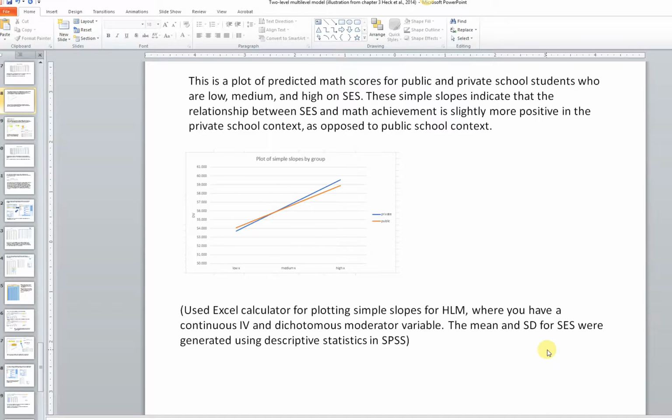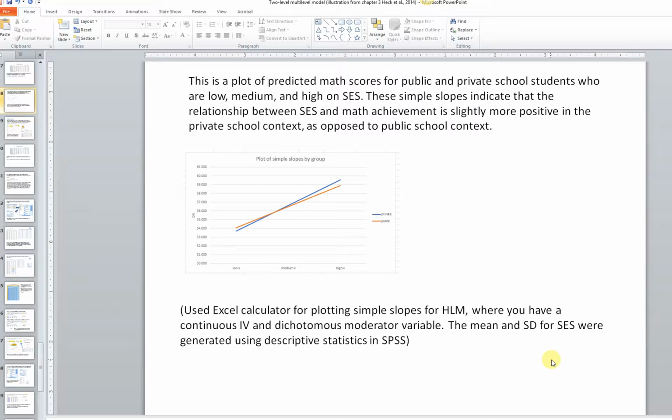Okay, in the past several videos, I've gone through a series of steps using the illustration provided by Heck and colleagues in their book, Multi-Level and Longitudinal Modeling with IBM SPSS. And in Chapter 3, they go through a process of running various multi-level models aimed at predicting variation in students' levels of math achievement.